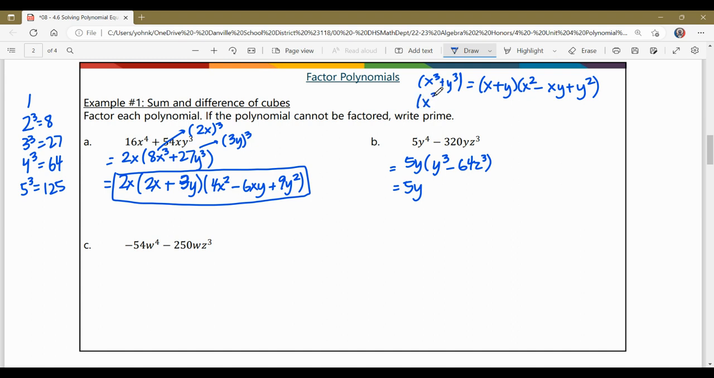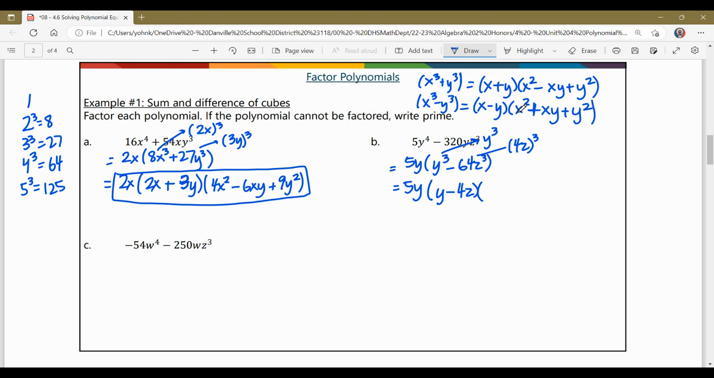We can write that up here, x cubed minus y cubed. That's x minus y, x squared plus xy plus y squared. So I can look at y cubed as just y to the third. And I can think of the second one, 64z cubed, as 4z to the third. So the rule says I take the cube root of the first, which is y, minus and the cube root of the second, which is 4z.